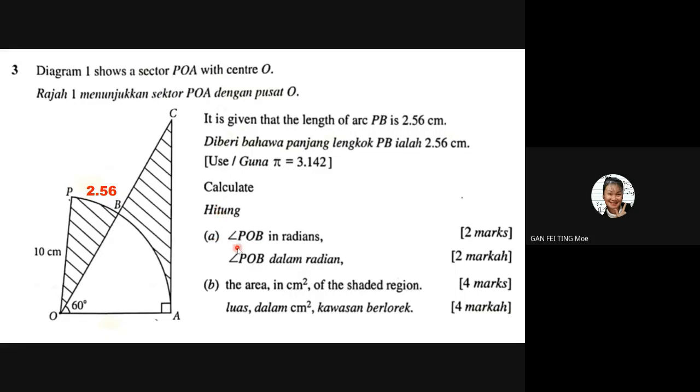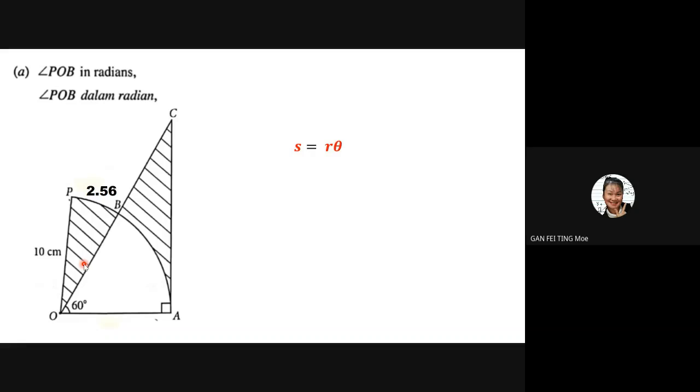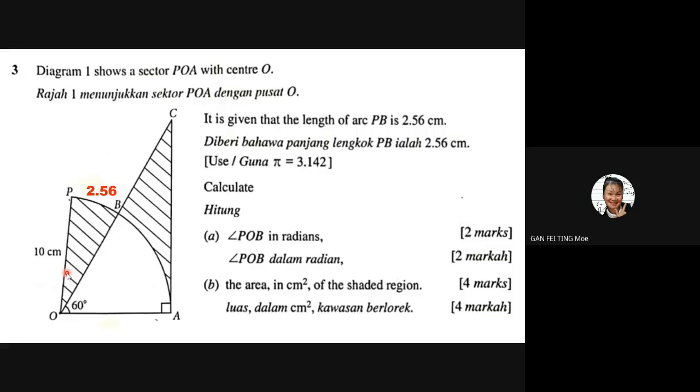Part A, hitung, calculate. Angle POB in radian. POB, this one, in radian. So, ini dia, POB in radian. So, here, ditandakan. Okay. And then B, area in cm squared of the shaded region, luas dalam sentimeter persegi, kawasan berlorek. Ini dia berlorek, dia hendak 2 keping ini sahaja. So nanti kita akan tengokkan bagaimana kita nak dapatkan sudut ini. Sudut ini kita tengok formula, bergantung pada formula. Lepas tu untuk B kita nak cari area, kita tengok area begini.